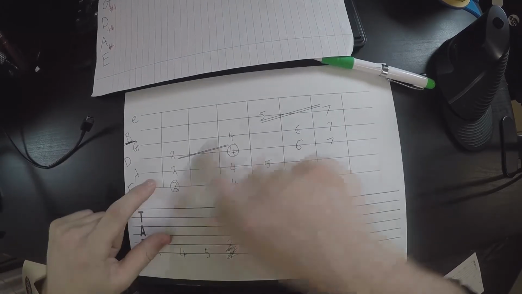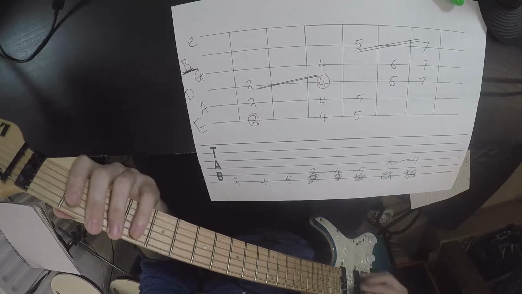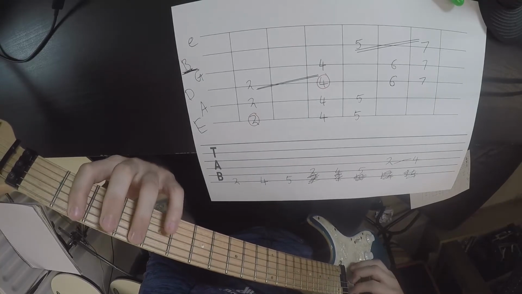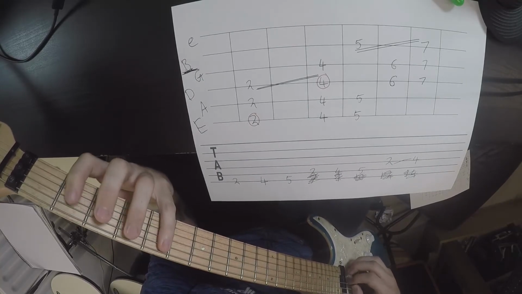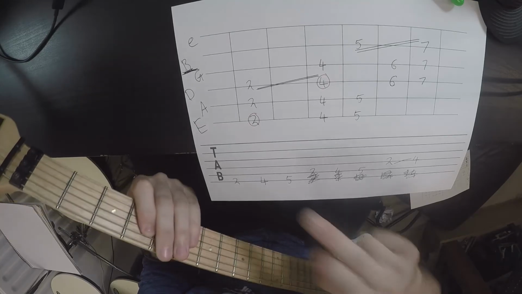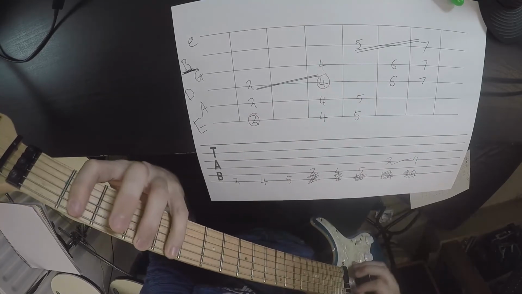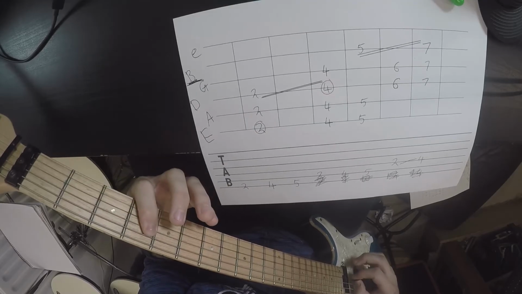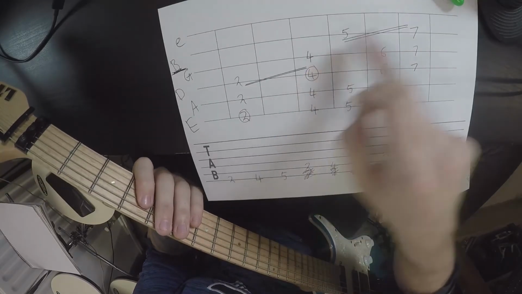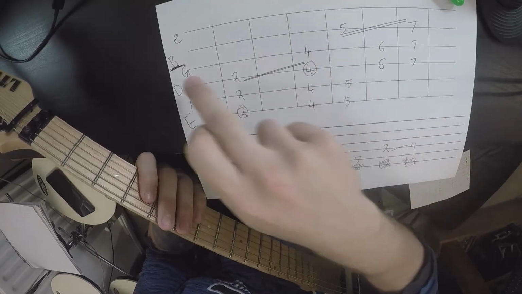So now we can play this. It's going to sound amazing. Check this out. Here we go. We've got 2nd fret, 4, 5, 2, 4, 5, 2, 4. Right, that's the first octave right there. And we're going to do the same thing over here, but we're going to make sure that we go up a fret when we cross this line.